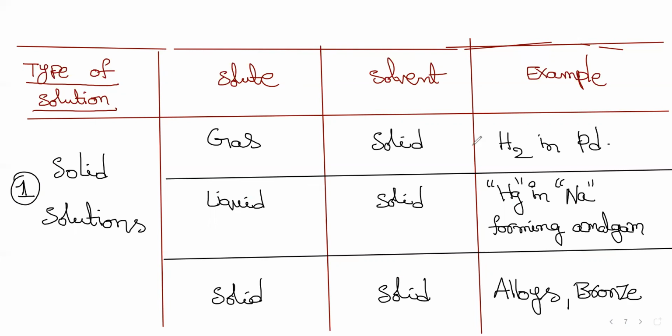And gas in solid, the example is hydrogen dissolved in palladium. And liquid in solid, that is mercury dissolved in sodium, forming an amalgam. Amalgam is an alloy of mercury with a metal, like sodium amalgam, zinc amalgam. Whenever mercury reacts with metals, it forms something called an amalgam. And solid in solid, there are alloys. For example, bronze. So bronze is an alloy of zinc and copper.